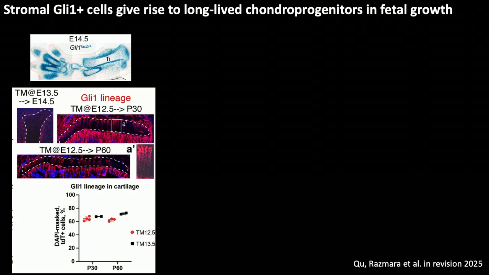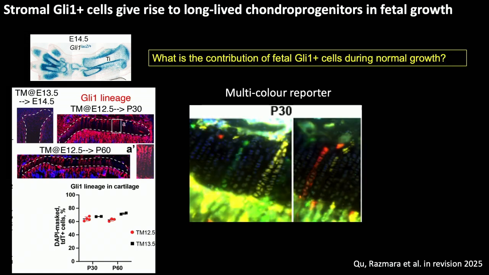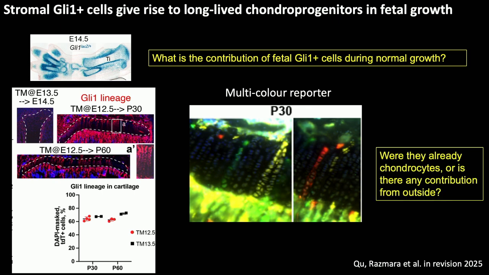But if you wait for 1 month or 2 months postnatally, actually up to 60–70% of the chondrocytes are labeled. And not only that, but if you use a multicolor reporter so that you can distinguish different clones, so cells derived from the same progenitor, you can see these long columns that I told you early in the introduction that are a feature of these long-lived chondroprogenitors. So by labeling these fetal progenitors, we were able to eventually label the long-lived progenitors. We found the origin of those.